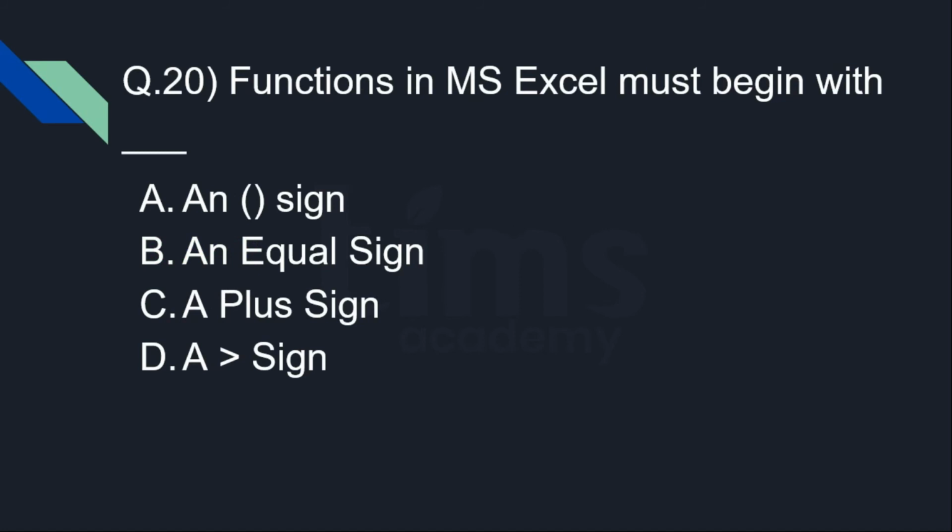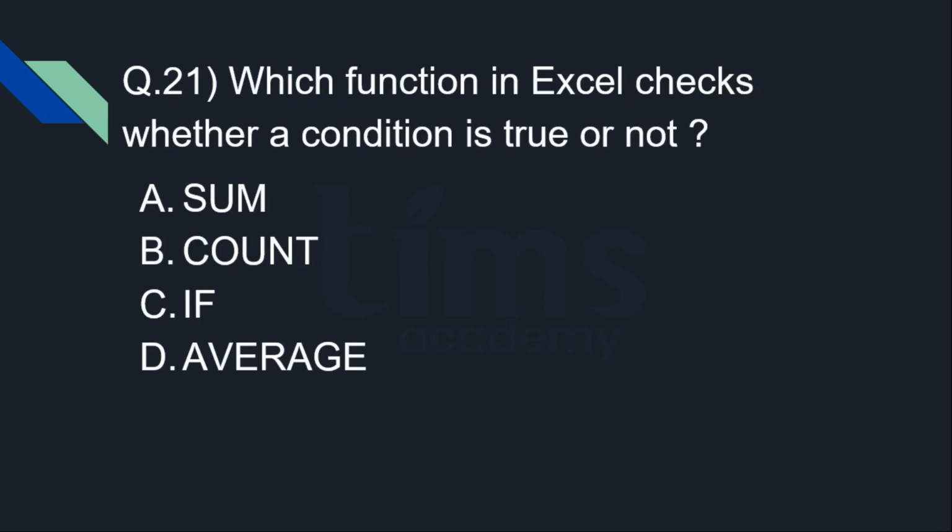Question number 20. Functions in MS Excel must begin with: option A, a bracket sign; option B, an equal sign; option C, a plus sign; option D, a greater sign. The answer is option B, an equal sign.